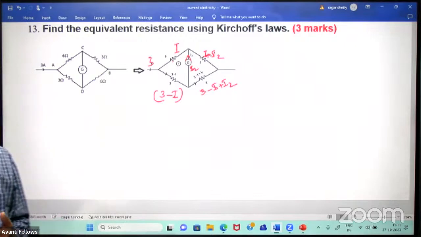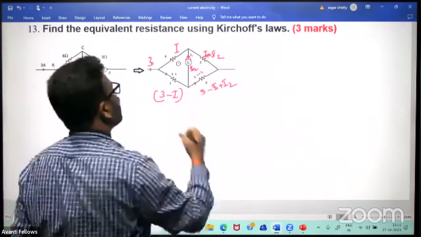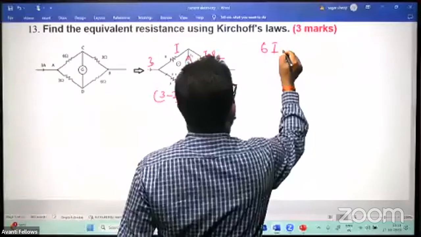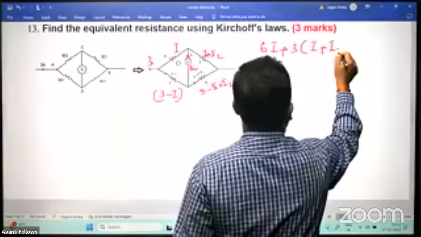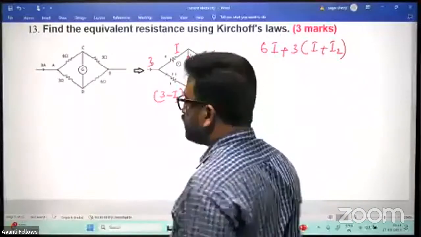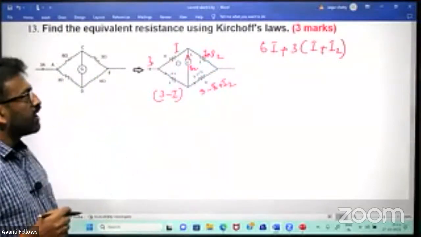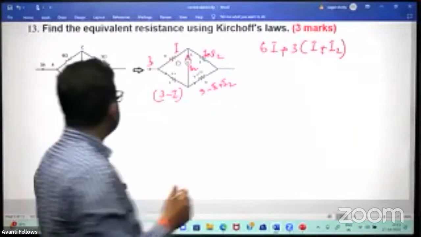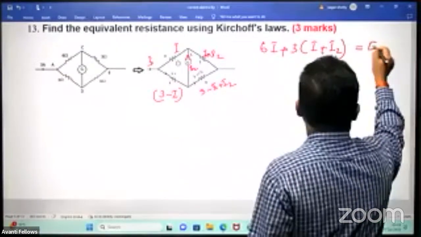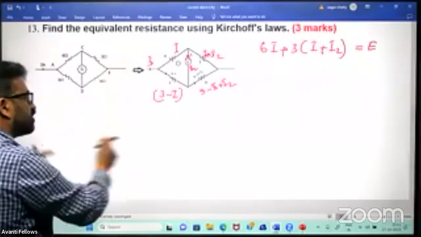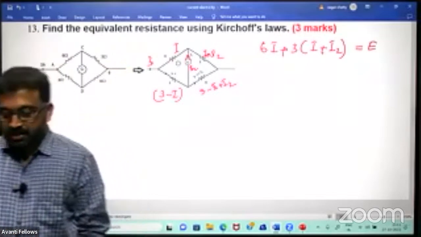So let us take the first one. 6I plus 3 into (I plus I2). 6I is 6 multiplied by I, plus 3 into I plus I2 there. That will be equal to the EMF E. This will be connected to a cell, no? So the potential across this one plus the potential across this one will be equal to the EMF E. So that is the first statement.